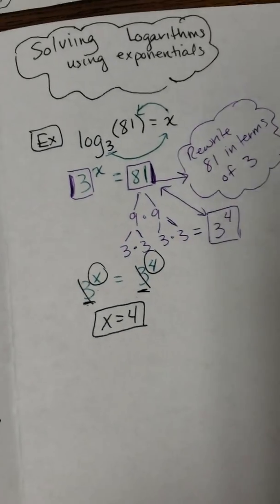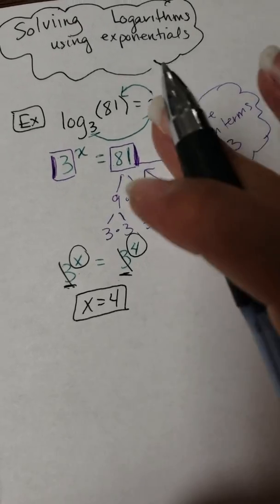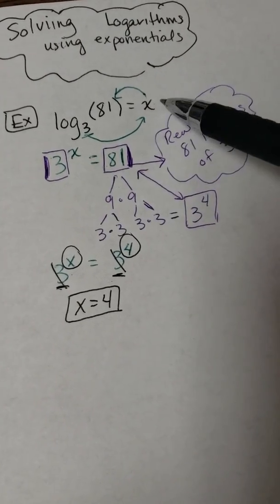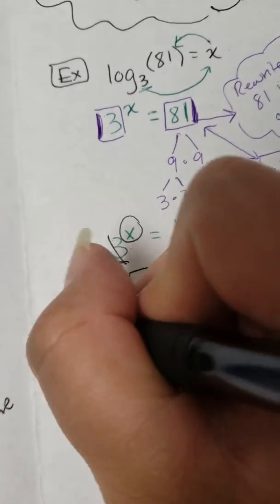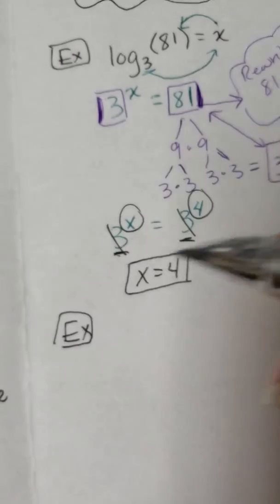That's it. That's how you solve one of these, okay? Now this is real basic because there's only one letter and one number. It can get more complicated. For instance, let's say I'm just going to kind of make this one up.